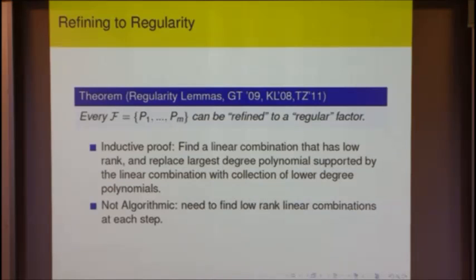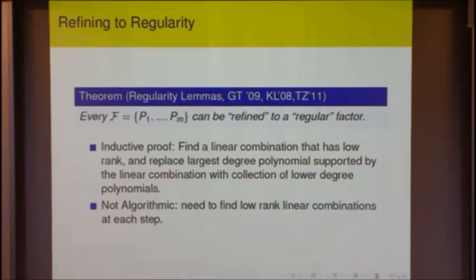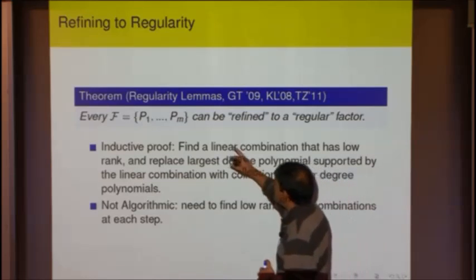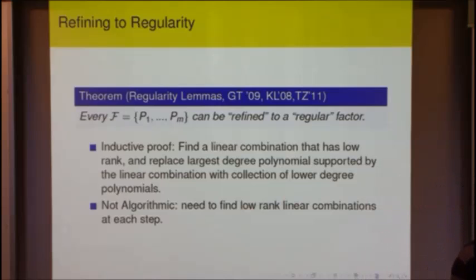But the point is that this process is not algorithmic. In order to do this, you need to find a linear combination which has low rank. You can run over all possible linear combinations, that's fine, because we usually assume m is a constant, but how do you actually determine, given a function, whether it's low rank or not? So we need to find low rank, and this step is not algorithmic.